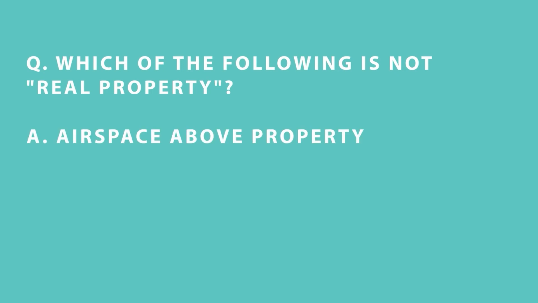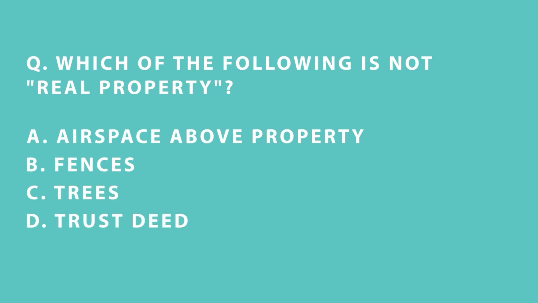Which of the following is not real property? A. Airspace above the property. B. Fences. C. Trees. D. Trust deed. The answer is D. A trust deed is a piece of paper, movable and not attached to the land, therefore is personal property.